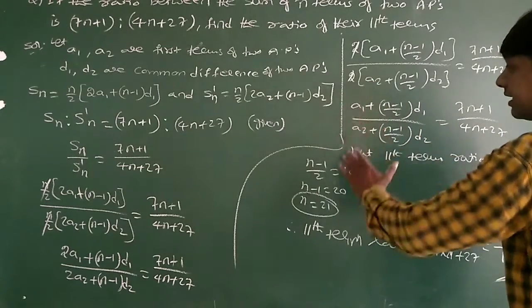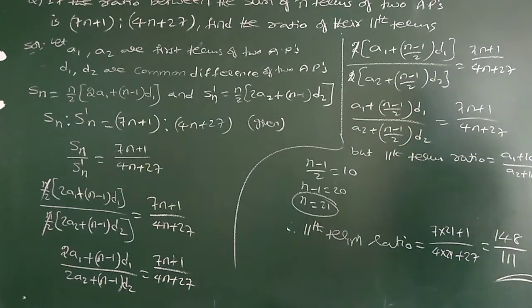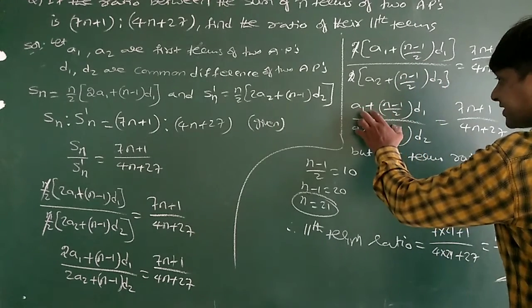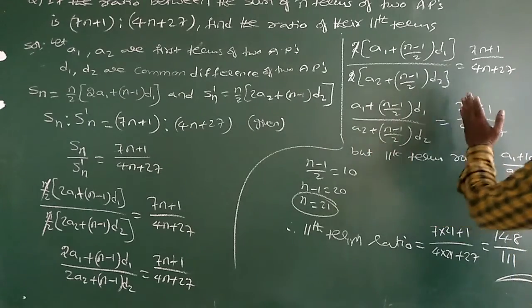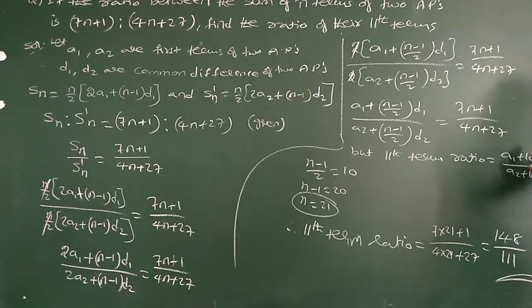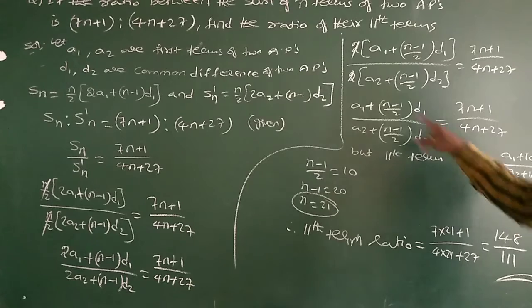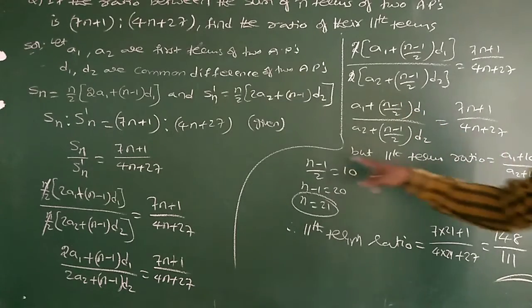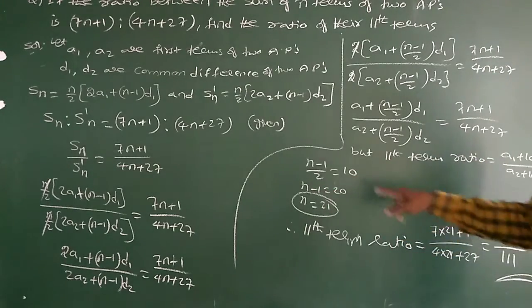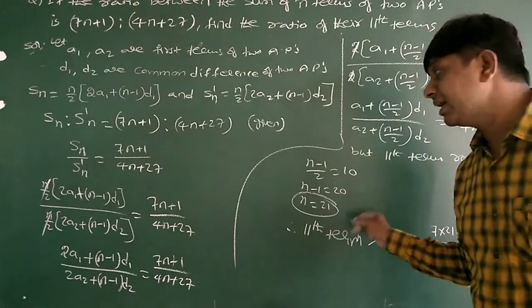LHS is the nth term ratio of the two APs I got after simplification. RHS is the given information, but the 11th term ratio is (A1 plus 10d1) by (A2 plus 10d2) as per the standard form. By comparing, (n minus 1) by 2 into 10 is 1 by 2 into 10, so n minus 1 is equal to 20, n is equal to 21.